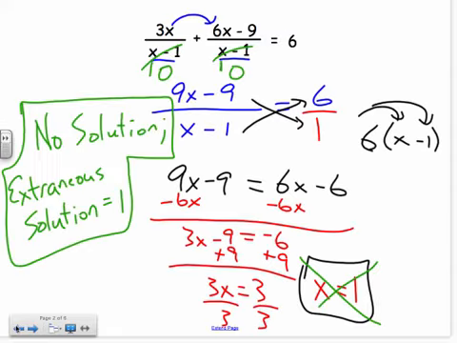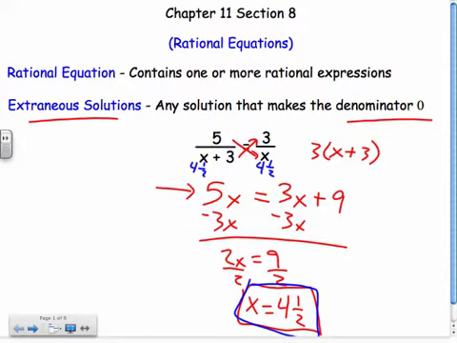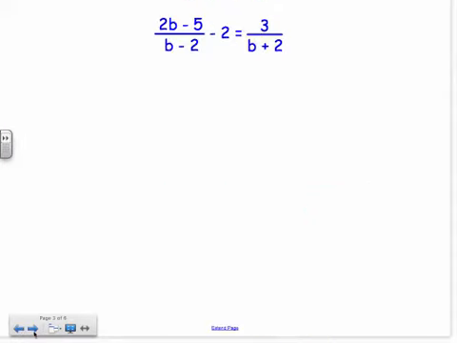Because if I look at these last two examples, right here, I have no denominators, right? 9x minus 9 equals 6x minus 6. Look at this last one. After I cross product, I had no denominators, okay? So if I get something like this and I can't just simply take the cross product, we want to try to get rid of the denominators.